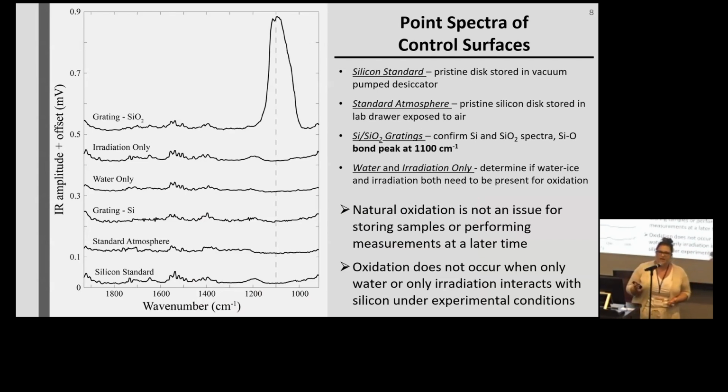And then we also looked at a silicon and an SiO2 grating to give us context as to where we should be looking for the silicon oxygen bond peak, which is dominantly around 1100.